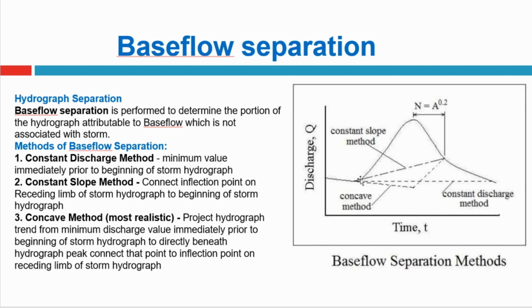Next method is the constant slope method. The constant slope method is adopted by finding out the peak. First we need to find out how much is the peak, then I have to find out the value of N. N represents the number of days. For example, the time may be in terms of days, or it may be in terms of hours or anything like that.